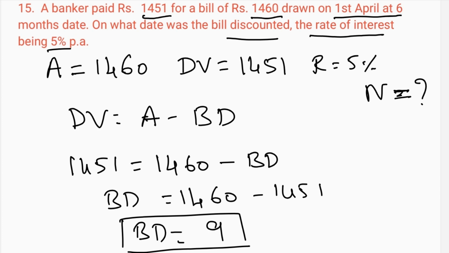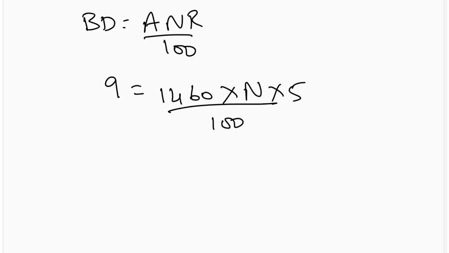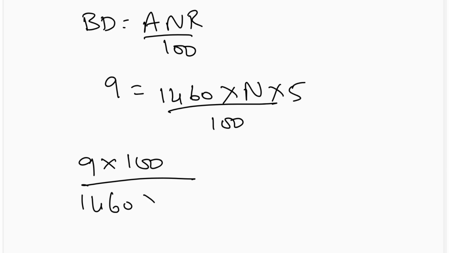Now substitute in the banker discount formula. The banker discount formula says BD = A × n × R / 100. So banker discount is 9, A is 1460, we don't know n, we'll keep it as it is, into 5 divided by 100. If you cross multiply, this becomes 9 into 100 divided by 1460 into 5, which will be equal to n.